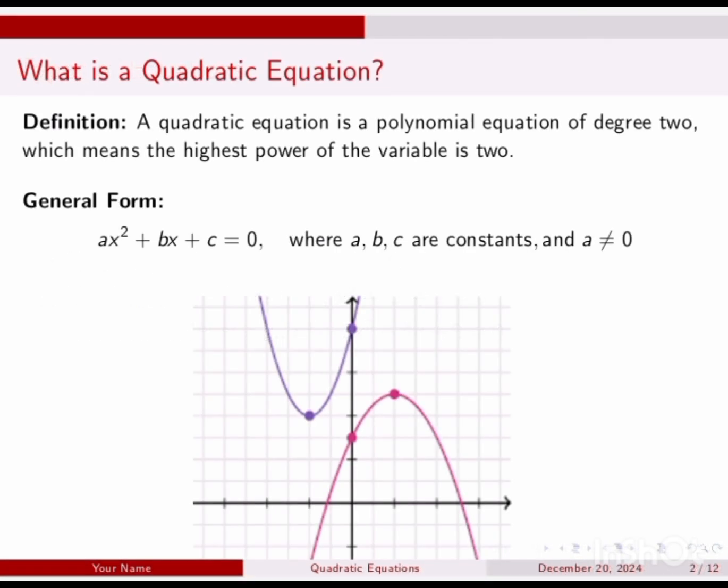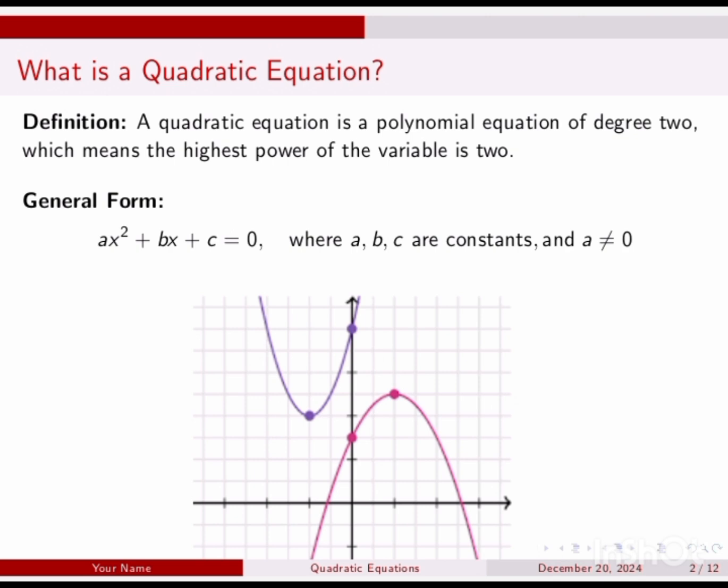And finally, let's clearly define the quadratic equation. It is a polynomial equation of degree 2, which means that the highest power of the variable is squared. The general form of the quadratic equation is written as ax^2 plus bx plus c equals 0, where a, b and c are constants, meaning fixed values, and a is non-zero, meaning it can never be 0.